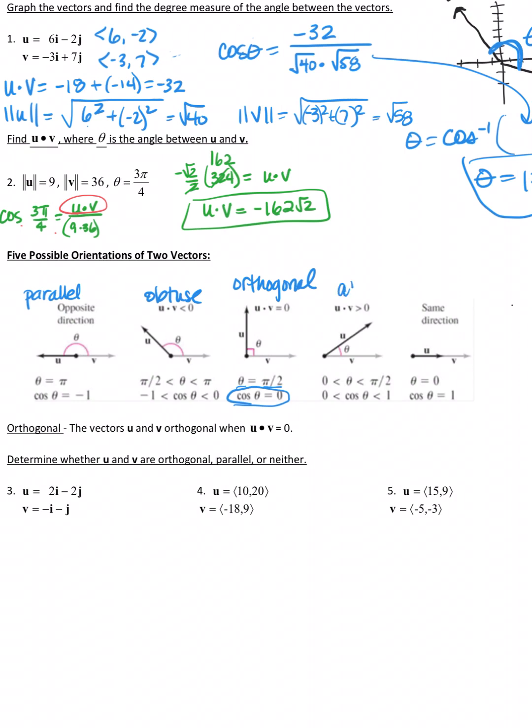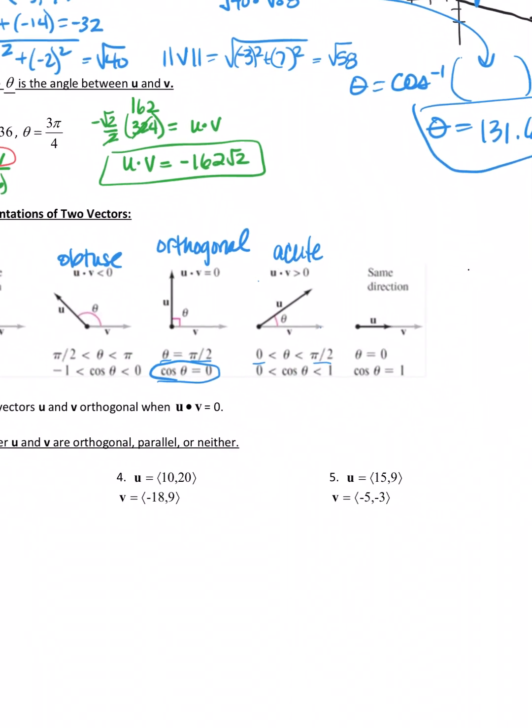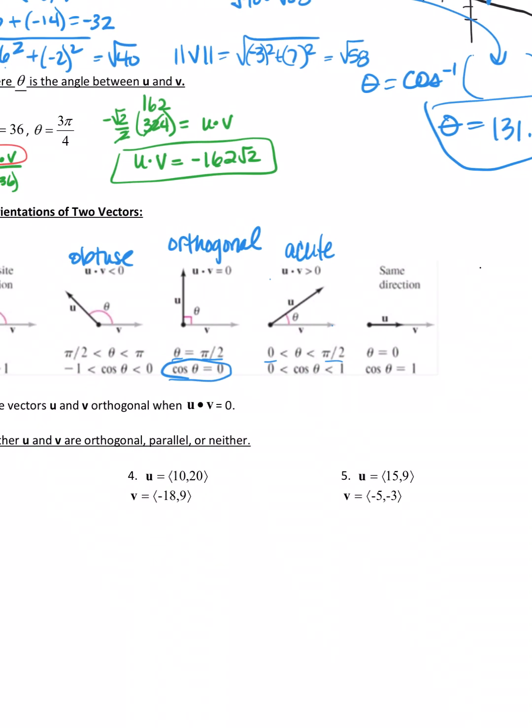And then look at this, the fourth option here. This is an acute angle. If it's acute, we know it's between 0 and 90. That's what 0 and pi over 2 show us. And the cosine has to be between 0 and +1.